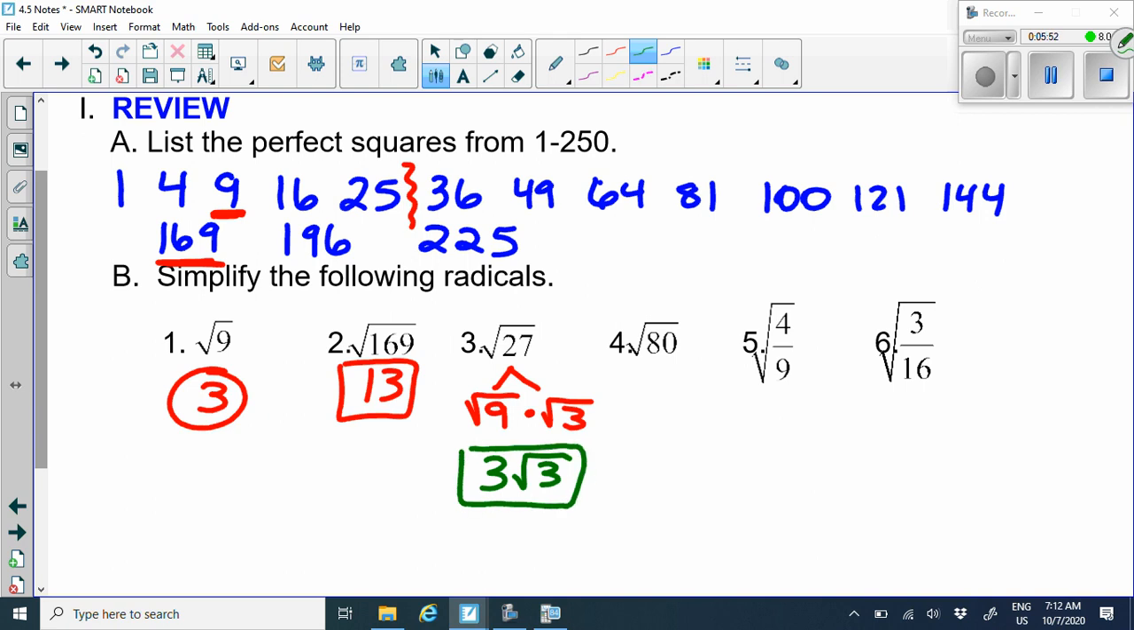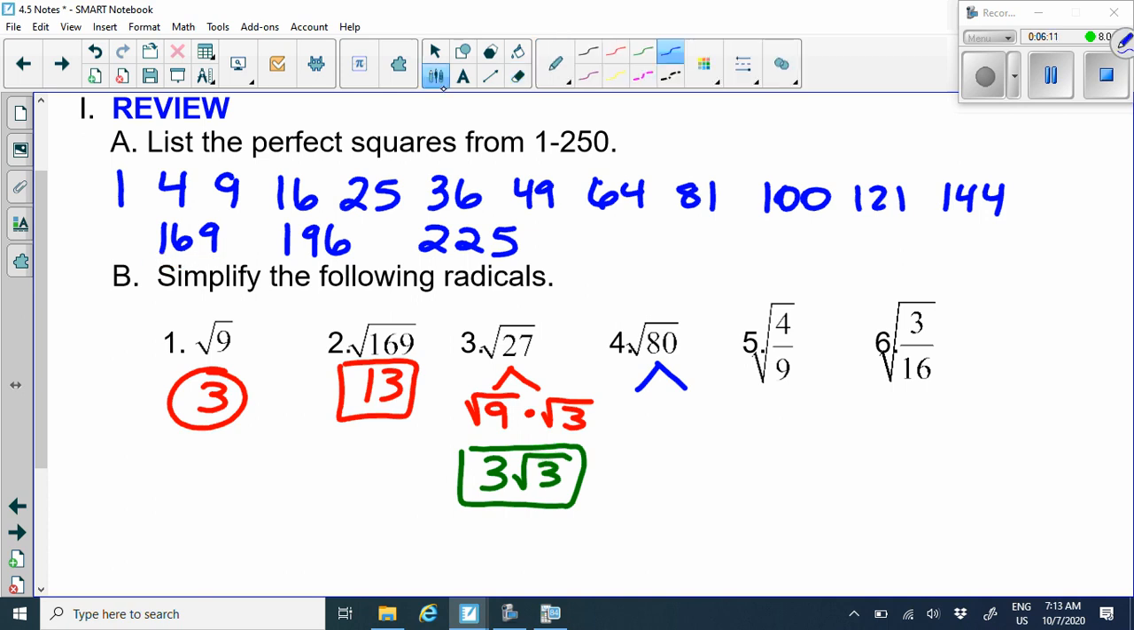Okay, go ahead and pause the video and try number 4 for me. Okay, let's see what you got here. So we have 80 here. I'm going to erase some of this stuff. There we go, the underline. There we go. Okay.